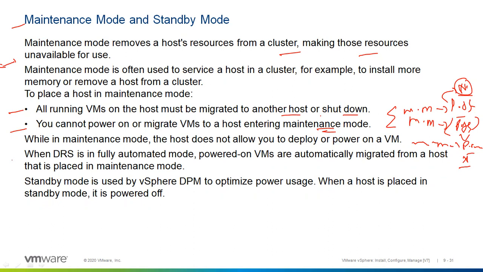When DRS is in fully automated mode, powered-on VMs are automatically migrated from a host placed in maintenance mode to another. That's the most important point. When you expect the VMs to be migrated, my DRS setting should be in fully automated mode.